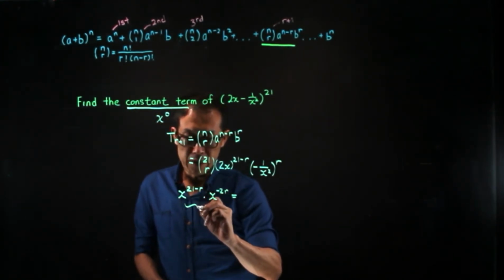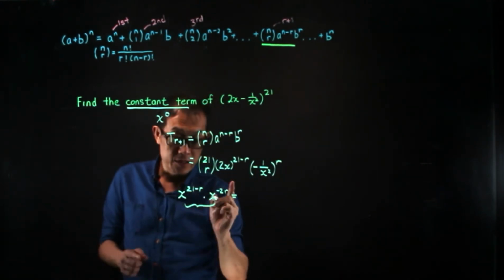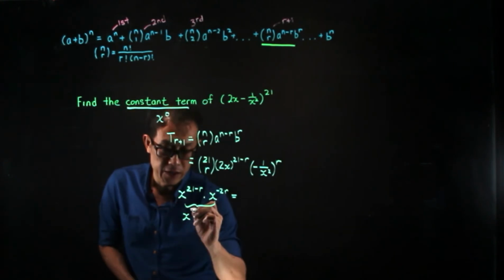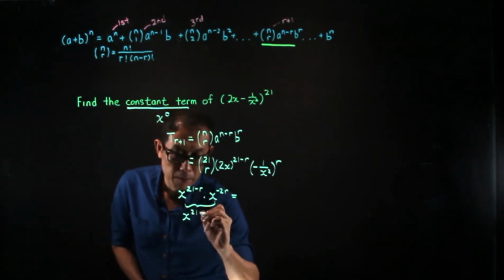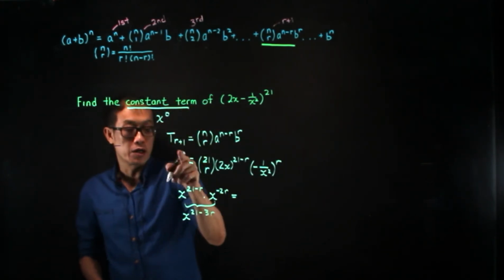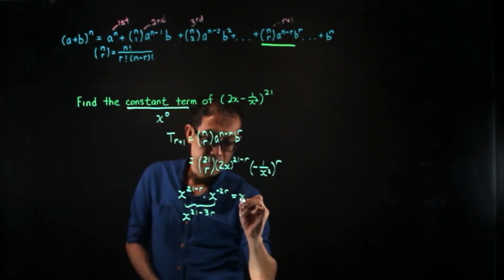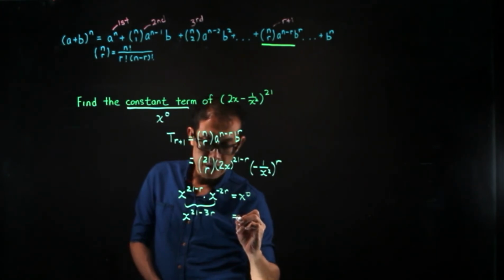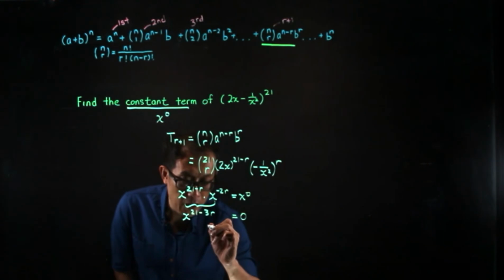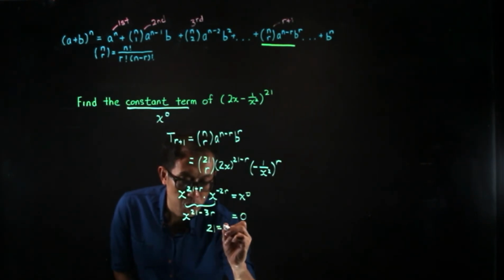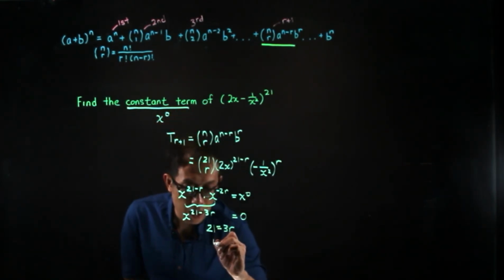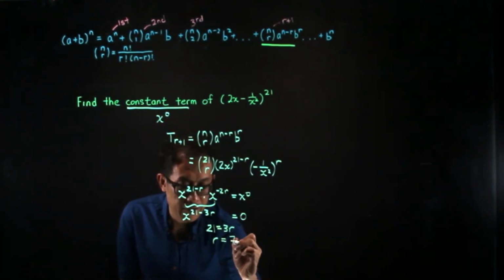So this one will give me the part. I just put the x first. Some of you may be confused, huh? So this is 21 minus 3r. You want the constant term, so the constant term is x to the power of 0. So this equals 0. Okay, so I have 21 equals 3r. Alright, so r is 7.